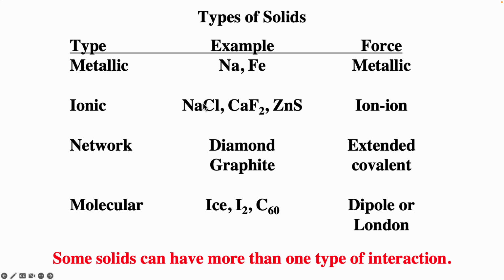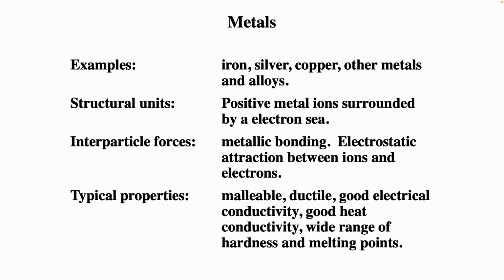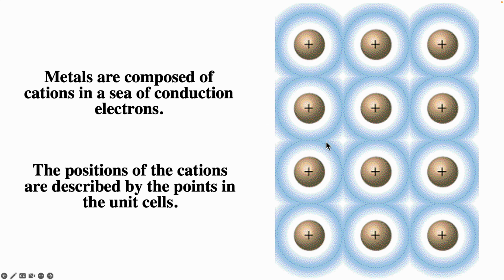So for metals, you have positive ions in a sea of conduction electrons, and that actually leads to its properties. And so because you have ions in a sea of conduction electrons, metals tend to be malleable, ductile, good electrical conductivity because electrons can move, good heat conductivity because again the electrons can move, wide range of hardness and melting points. But again, it's kind of cool if you think about a metal. So the metal atom lost an electron, that electron goes into the conduction band, and then you're left with these positive ions in a sea of conduction electrons.